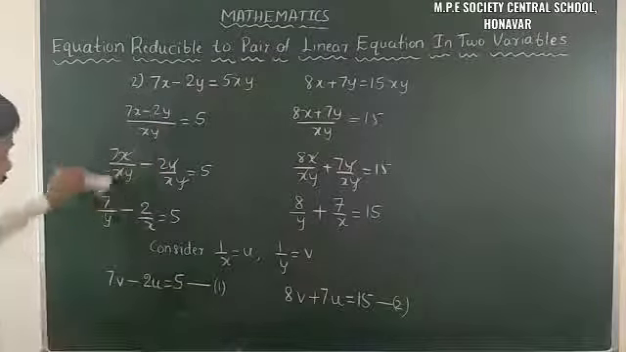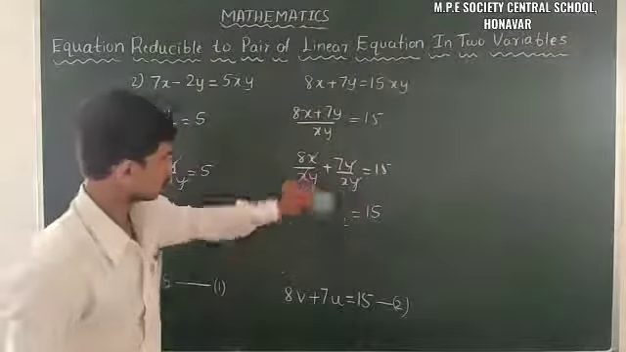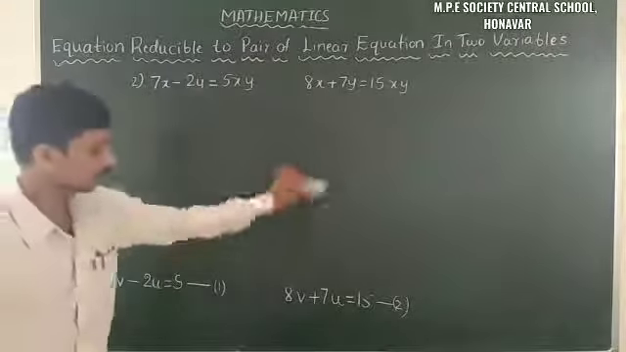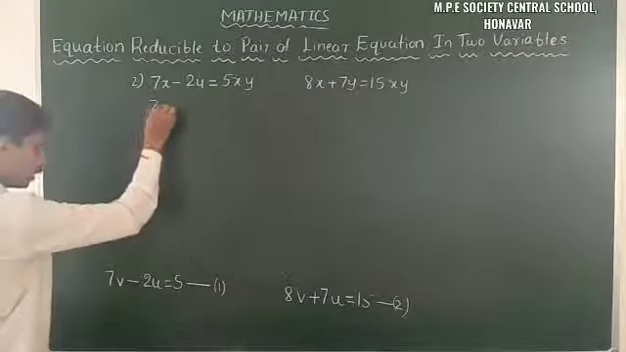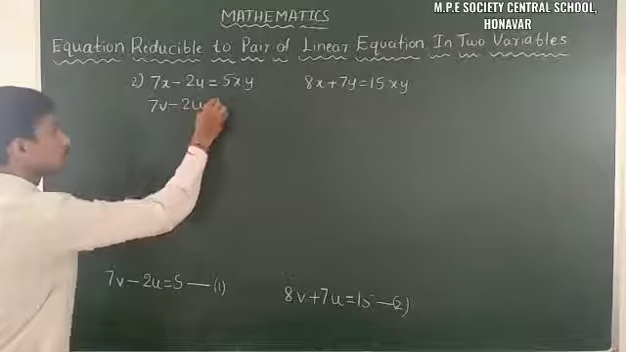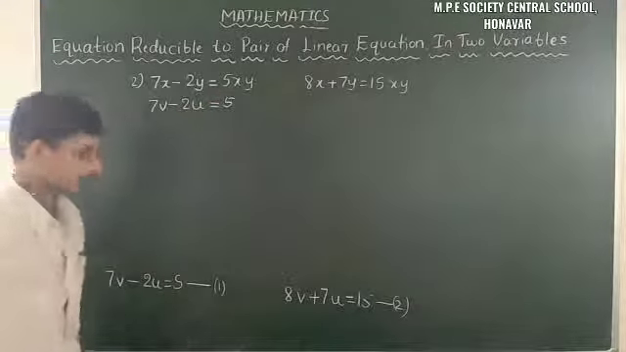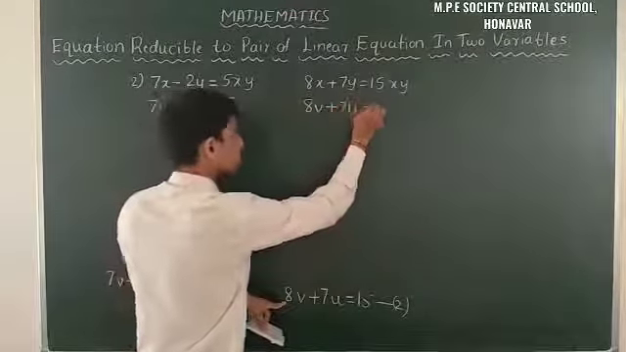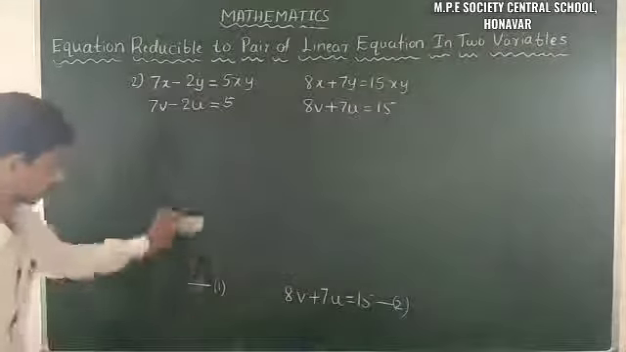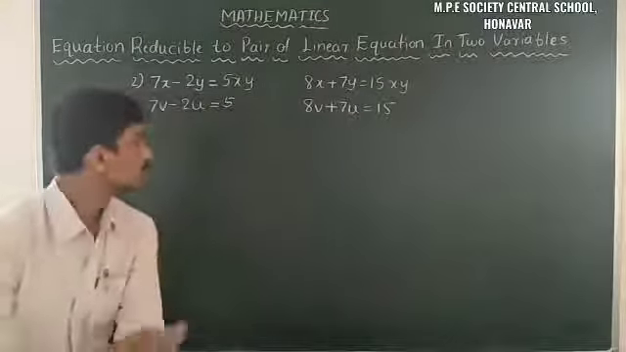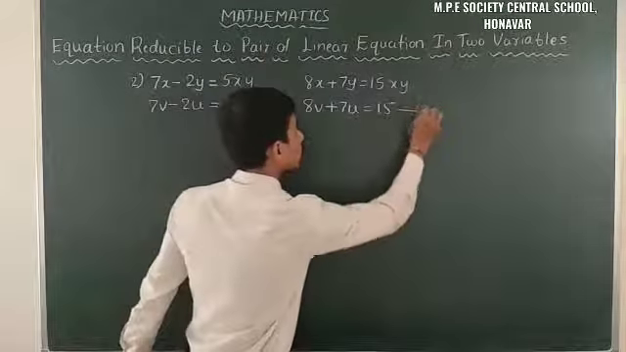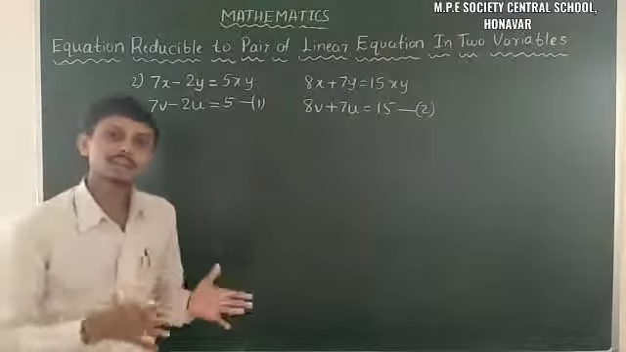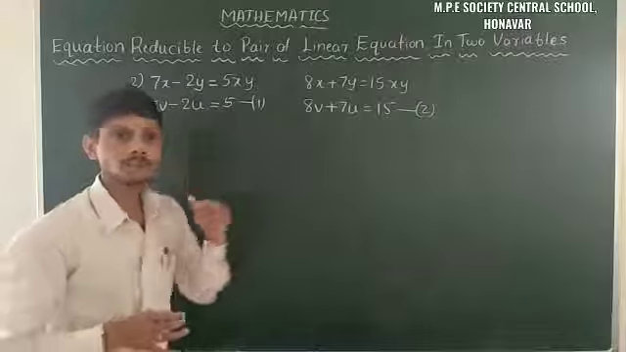So I will consider these two equations only. These two equations can be written in the form of 7v minus 2u is equal to 5, then 8v plus 7u is equal to 15. I will consider those equations as equation number 1 and equation number 2. How can we solve? I will take the elimination method to solve these two equations.